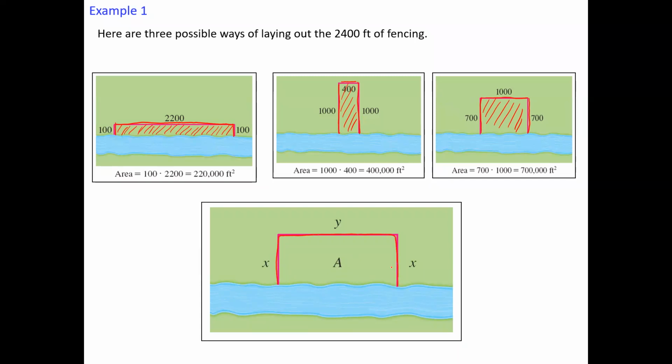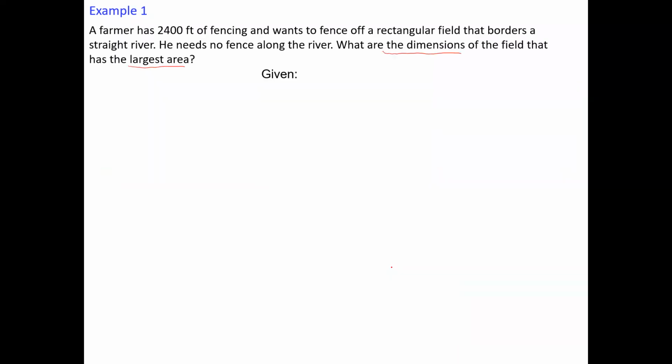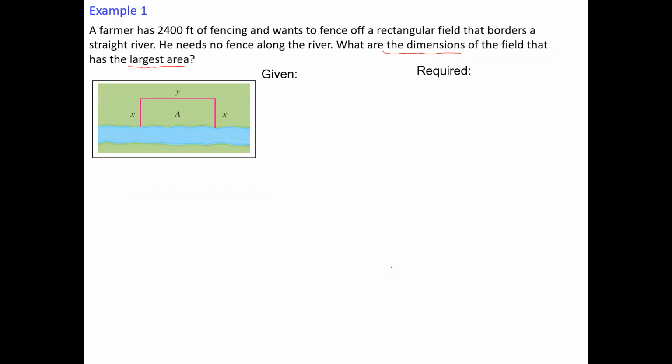We will just draw something general like this, okay? We will name the sides x and y, and the area, and we will work with this. The given information is the perimeter, but it's not exactly 2x plus 2y, it's 2x and 1y, because we do not need a fence along the river. That means 2,400 can be replaced in our notation as 2x plus y. Okay? 2x plus y is 2,400.